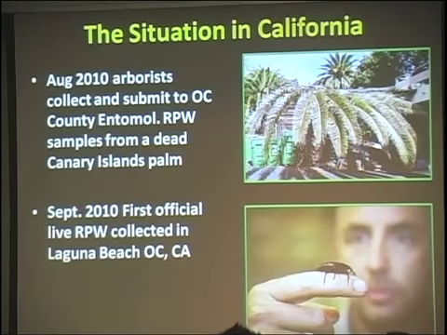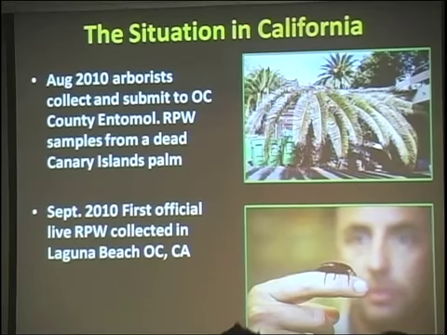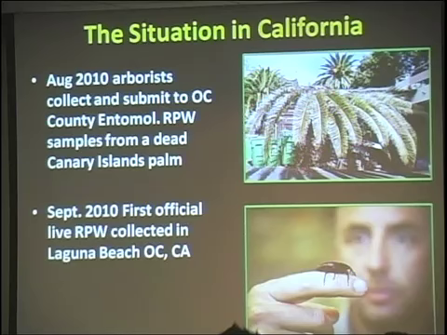Well, I'm going to tell you what happened. Starting in about August 2010, guys that look after the palm trees started noticing that these palm trees were dying, and the tops were falling off them. And when they looked inside, they noticed some big grubs and some strange-looking beetles. I thought, this is odd. We have never seen this before. We've been looking after palm trees for about 30 years, and we've never seen this. So they told us about it.